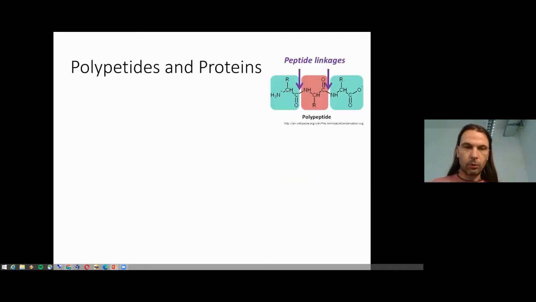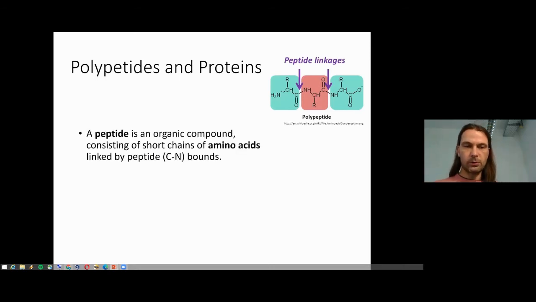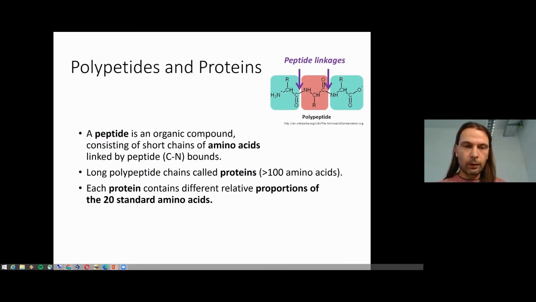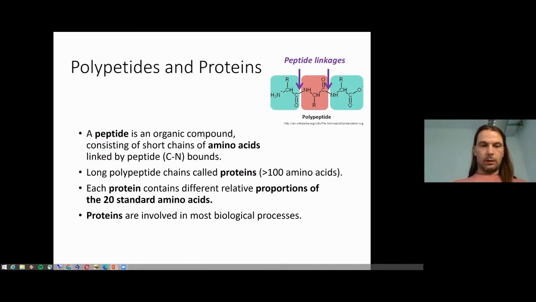So what are these proteins? They are made of peptides, organic compounds which consist of amino acids linked by these peptide bonds, as you see here. If a peptide is built and you build a chain of over 100 or so amino acids, you build a protein. So proteins are essentially just long chains of amino acids. And we have only 20 standard amino acids to choose from to build all the proteins which we need. These proteins are involved in most biological processes, so the functioning of cells and organisms requires these proteins.